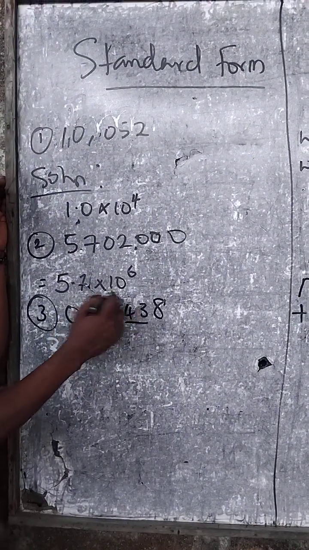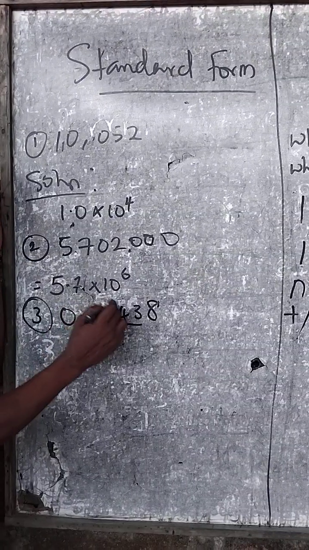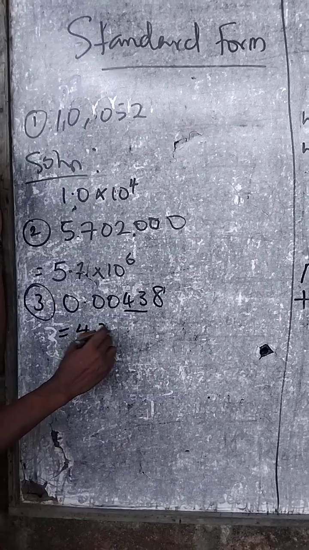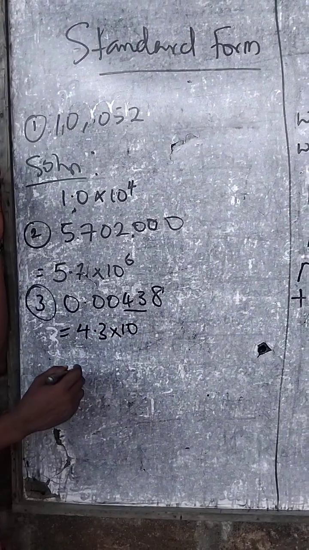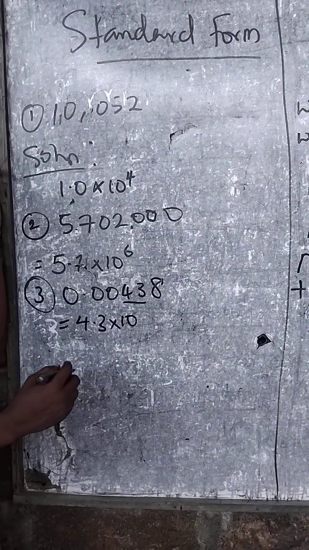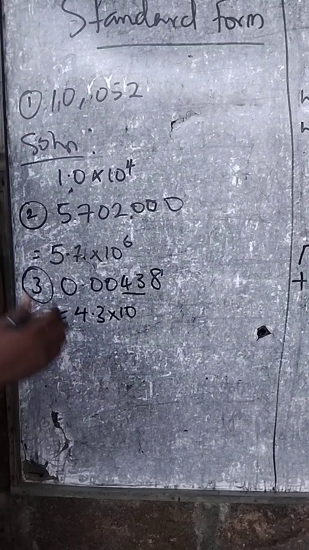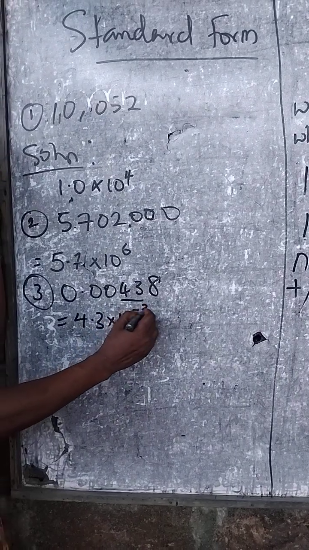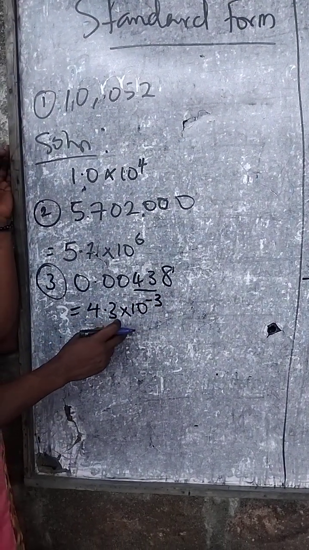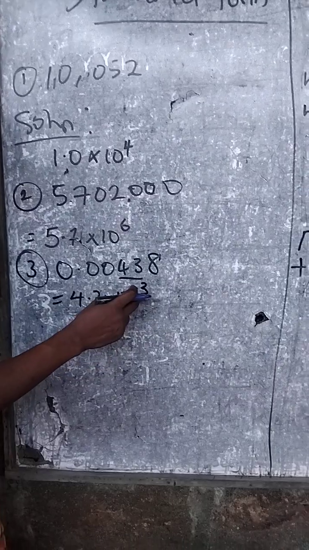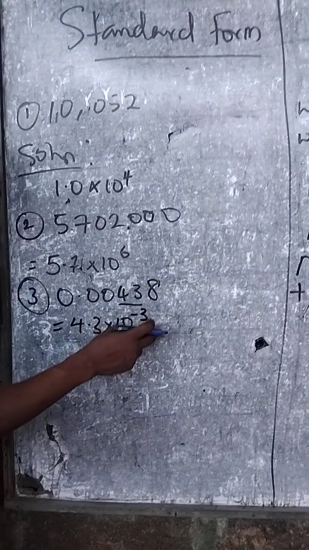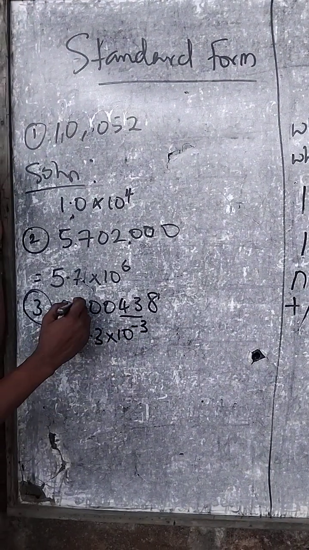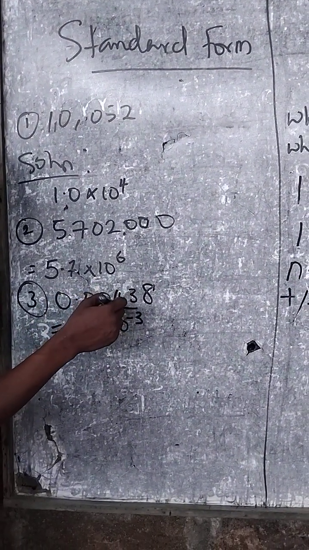So if you want to move this point between the two, we have 1, 2, 3. So it will be 4.3 times 10 raised to power. How many times did we move it? 3 times. But because you are moving it backward, it's going to be negative. So it will be 4.3 times 10 raised to power minus 3. We are using minus 3 because we are moving it backward.